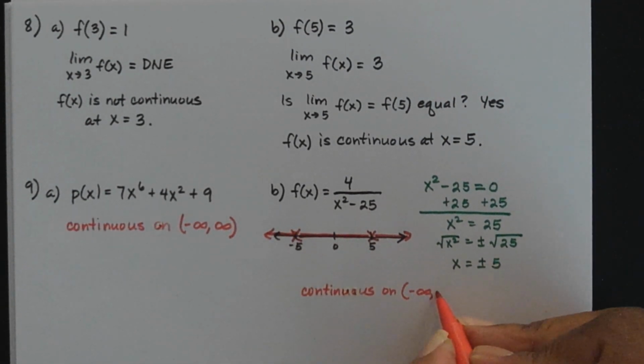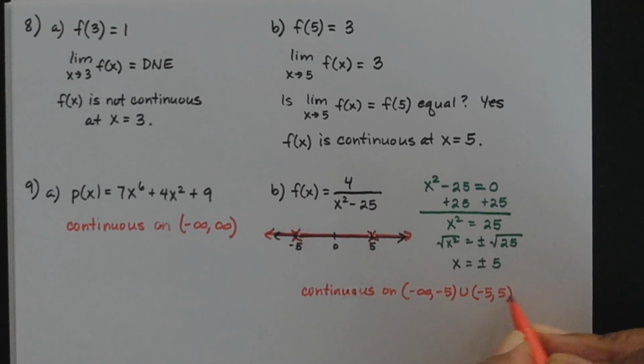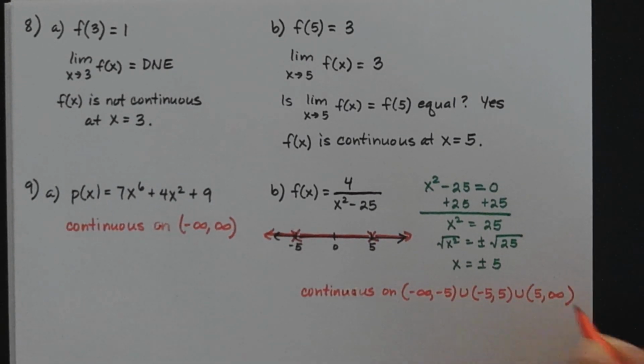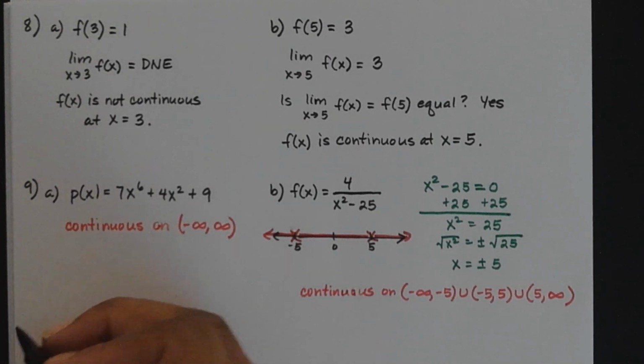Negative infinity to negative 5, or from negative 5 to 5, or from 5 to infinity. Okay. Any questions about problem number 9?